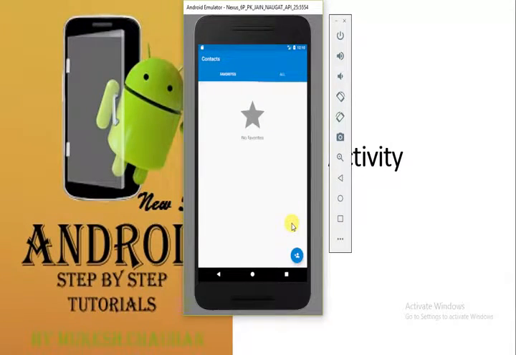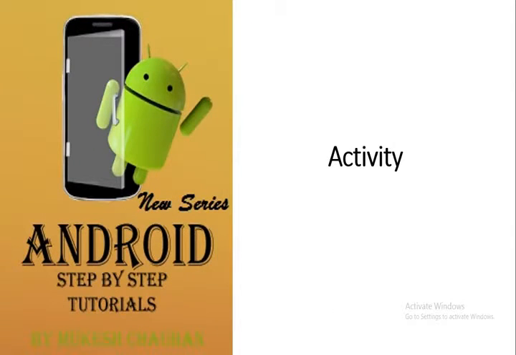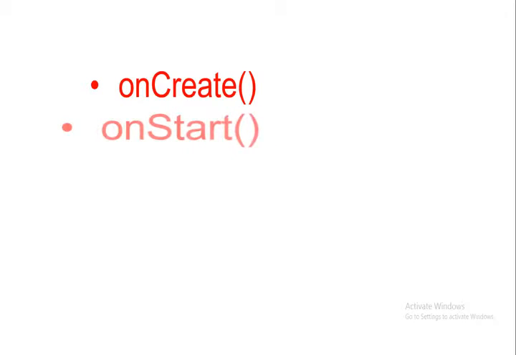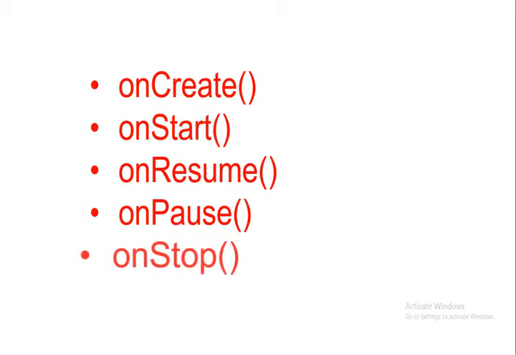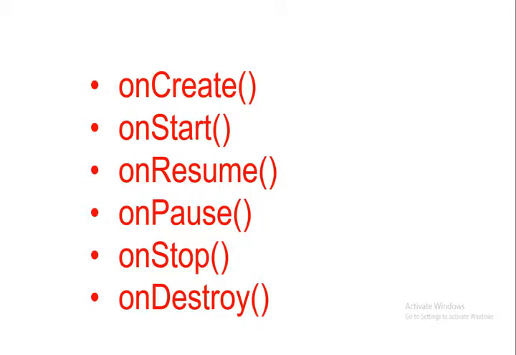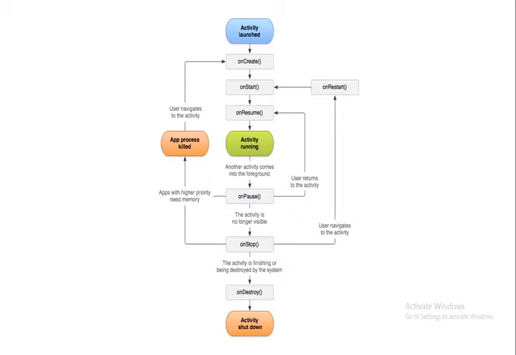In any activity there are the following important methods which are very useful for the working of an activity. They are: number 1, onCreate method; number 2, onStart method; number 3, onResume method; number 4, onPause method; number 5, onStop method; number 6, onDestroy method. We can understand their working in the following flowchart. You can find this flowchart on the internet and study it in detail.